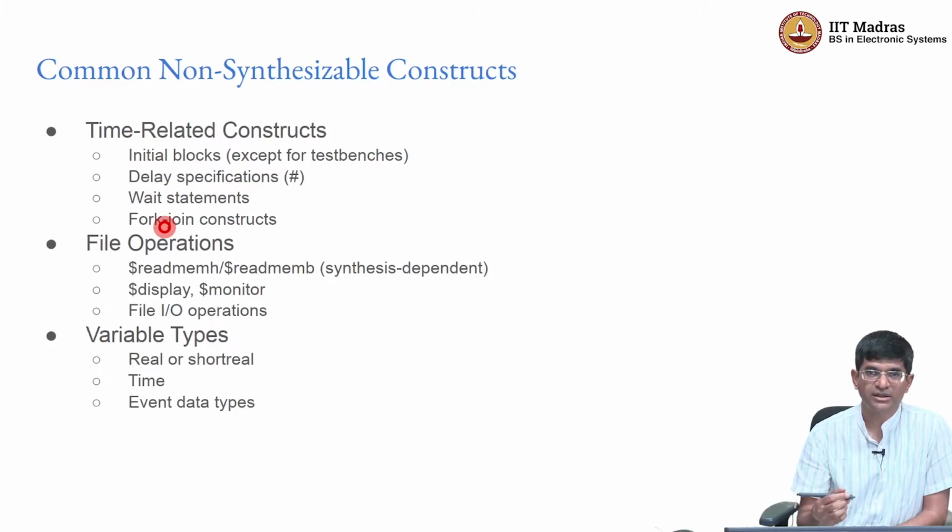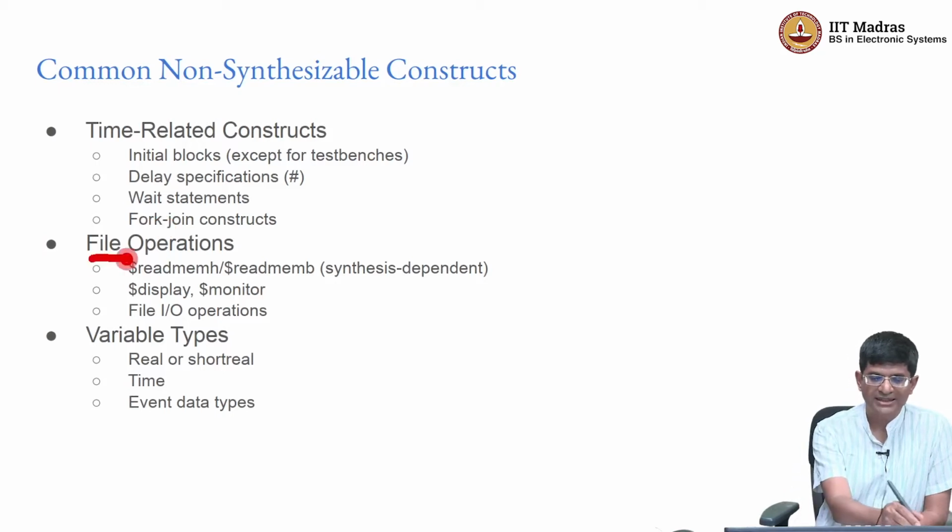Hardware doesn't really wait for something as such, right? The only way that it works is if a signal changes from one particular value to another, some computation happens, and as a result it might enable or disable a particular transaction somewhere else. So it's not as though I can tell hardware to wait for this and it will automatically create the logic to wait for it. So in general, the wait statement in Verilog is not synthesizable.